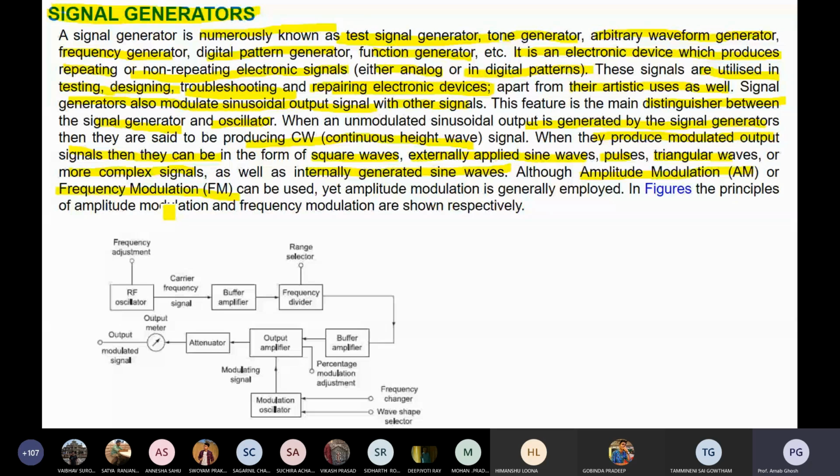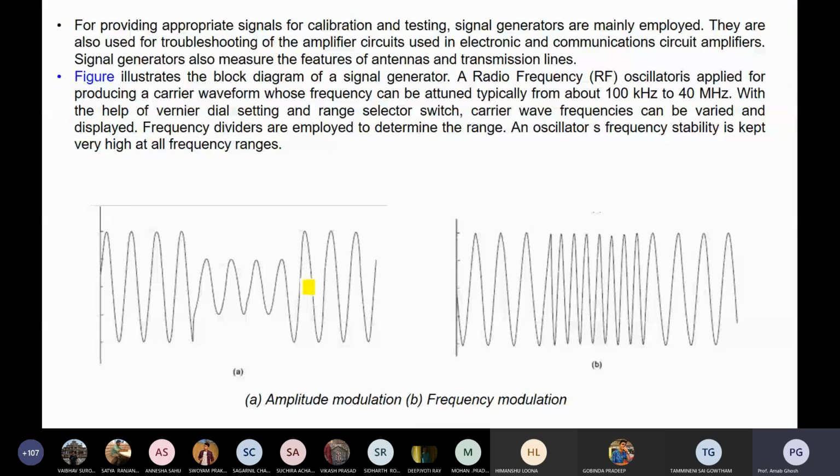The figure here is the block diagram. The principle of amplitude modulation and frequency modulation can be shown respectively. Here you can see figure A is for amplitude modulation, meaning the amplitude is different. Figure B is responsible for frequency modulation. Frequency modulation means the frequency is different, so you can observe different frequency widths. Like that, these are block diagrams of a signal generator.